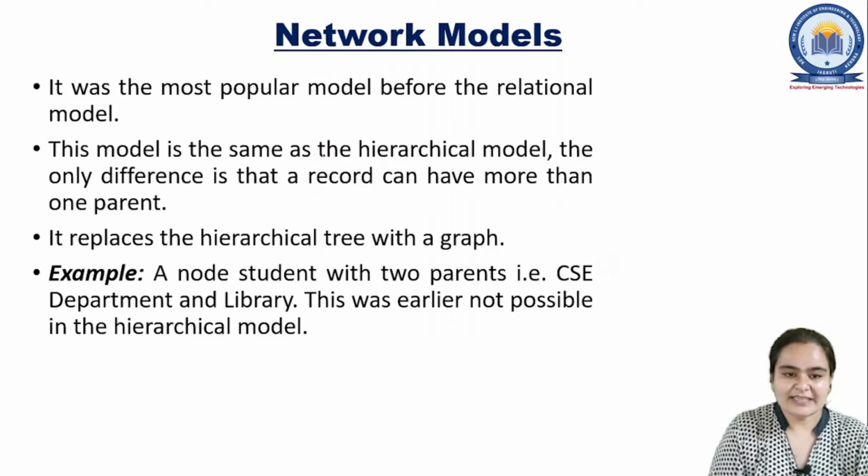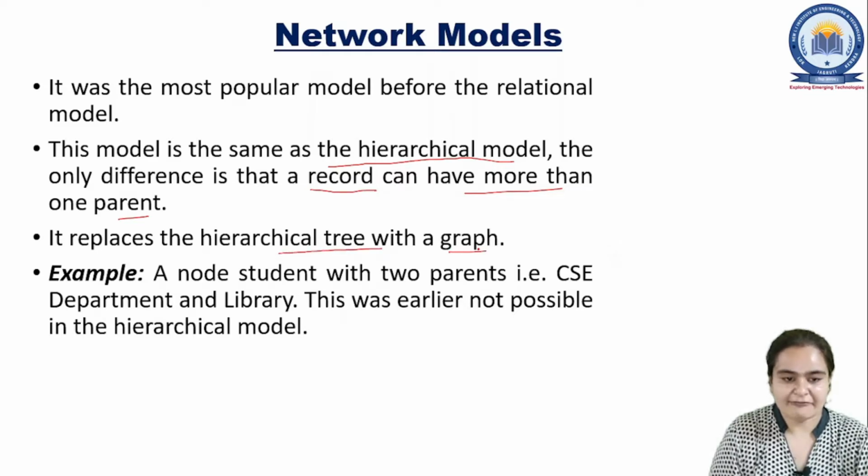This model is the same as the hierarchical data model, with the only difference that a record can have more than one parent. We can have a record with more than one parent. That differs this network model from the hierarchical model, which only has nodes. So it replaces the hierarchical tree with a graph.